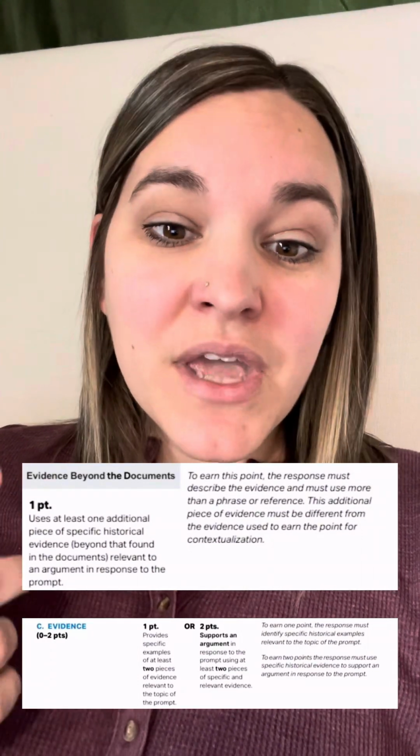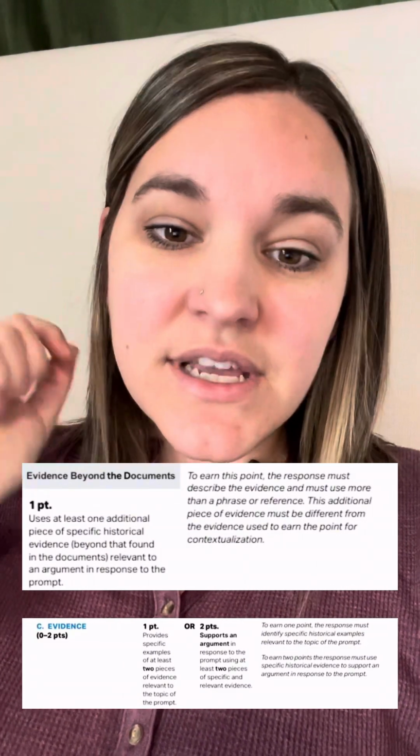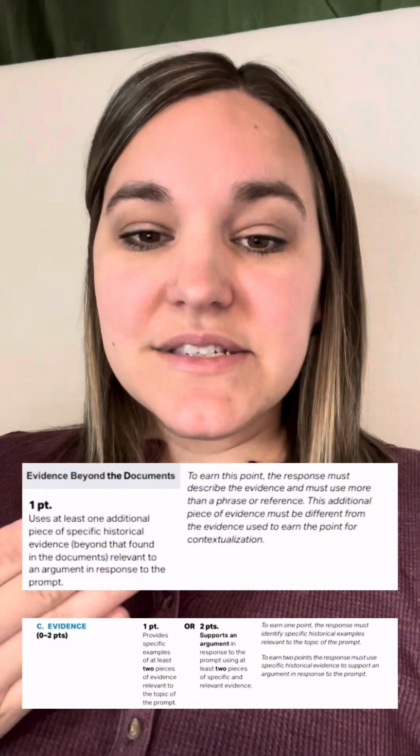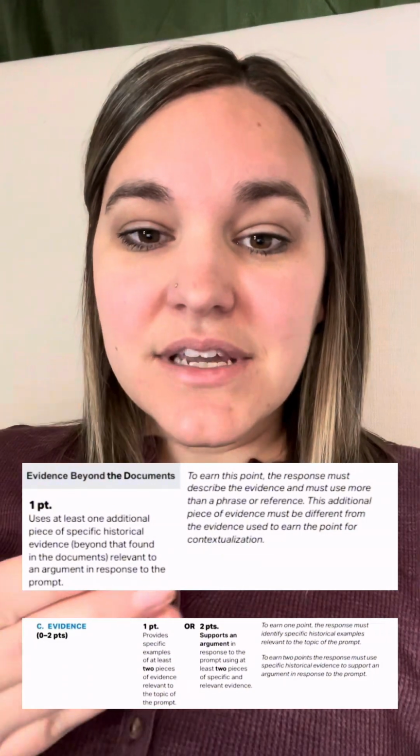Now, to earn the second point on the LEQ, you have to use that evidence to support your argument. And so this is going to be an extra sentence or two where you're explaining how the evidence is related to the argument you are making. So what's the difference in just using evidence and using it to support an argument? Really, I think about for just using the evidence, which you need to do on the DBQ and the first point of the LEQ, is you want to identify and explain.